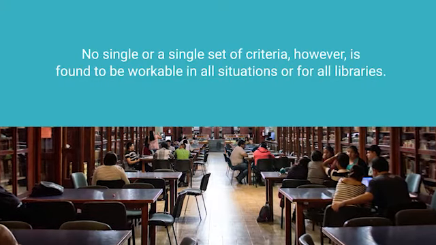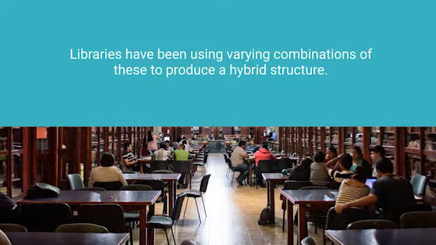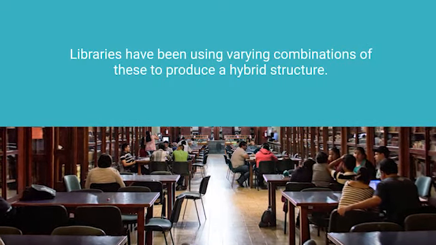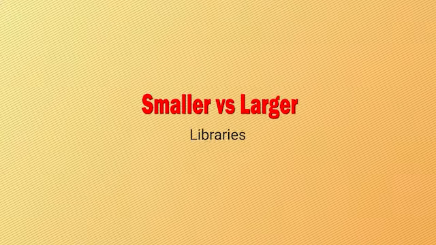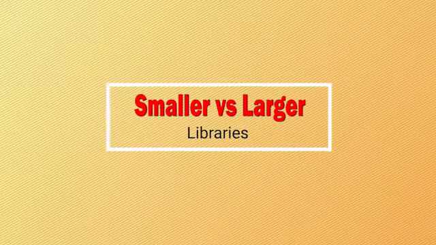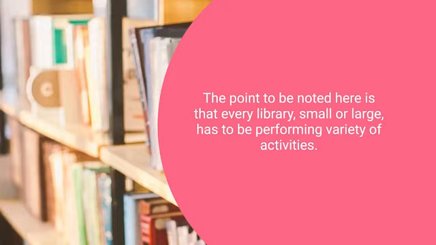No single criterion, or single set of criteria, however, is found to be workable in all situations for all libraries. Libraries have been using varying combinations of these to produce a hybrid structure. Now, there is a distinction between the smaller and the larger libraries. The point to be noted here is that every library, small or large, has to be performing a variety of activities.